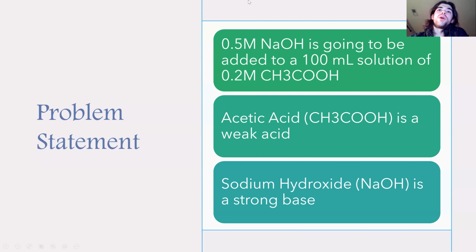Now, our problem statement. We have 0.5 molar sodium hydroxide being added to a 100 milliliter solution of 0.2 molar acetic acid. Acetic acid is a weak acid. Sodium hydroxide is a strong base, as satisfying our requirements. And as you see, 0.5 molar, 0.2 molar, 100 milliliters, those will be relevant later.